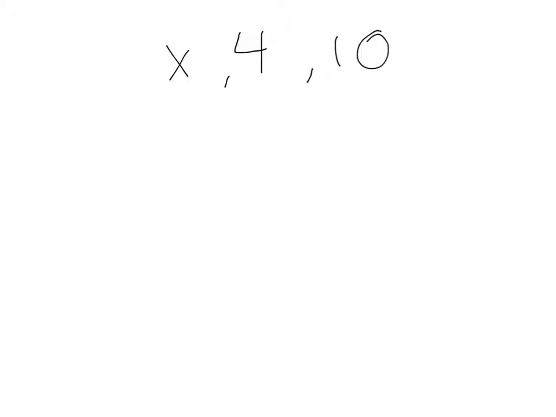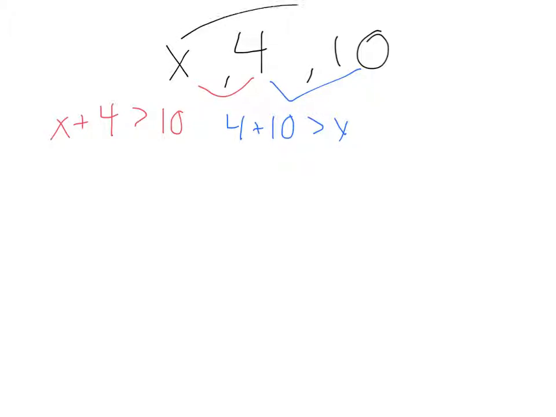So we make 3 different combinations of equations. First we take the first 2, add them together, set it greater than the last one. Now we take the second and third one, add them together, make it greater than the first one. And then we take the first and last one, add them together, make it bigger than the middle one. Now we just solve each of these individually. So x plus 4 is greater than 10, pretend it's an equal sign. We'd have to subtract 4 over, so x is greater than 6.